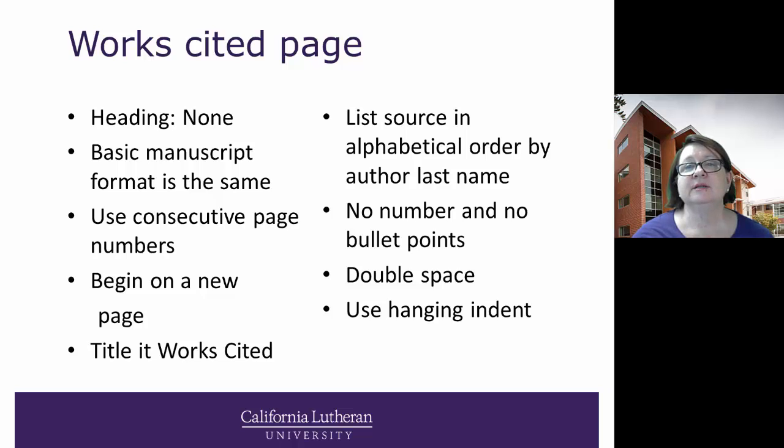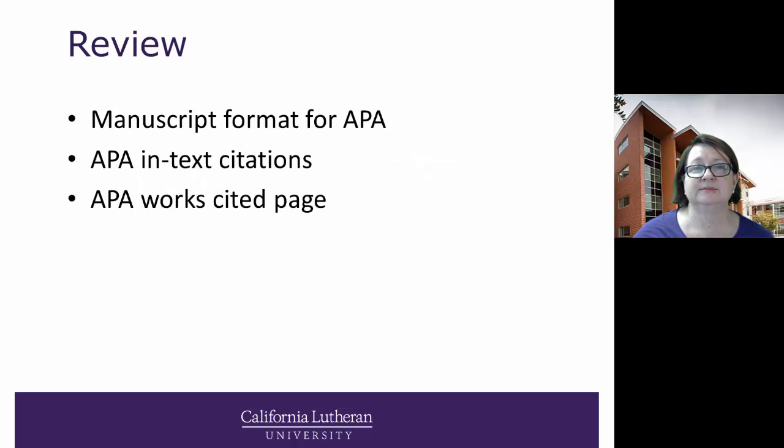And we've already talked a little bit about the works cited page. The basic manuscript format is the same. You use consecutive page numbers. You could have a 10-page works cited page, but you just keep numbering the pages. But do begin it on a new page. Again, title it works cited or references. List the sources in alphabetical order by author's last name. No numbers, no bullet points. Double space always, and do use a hanging indent.